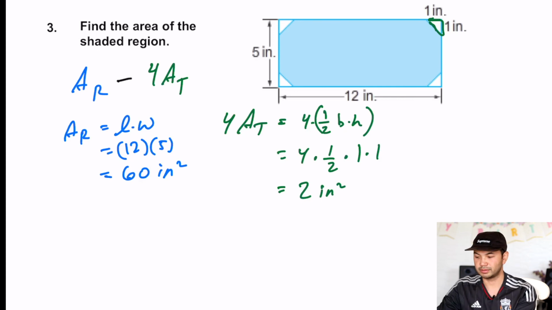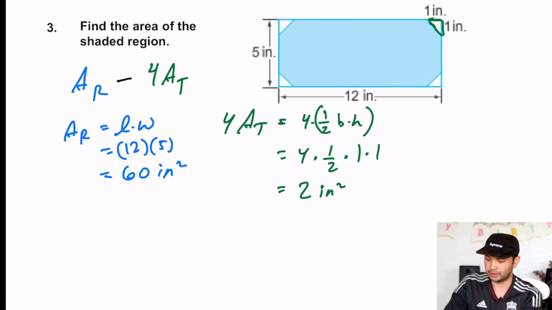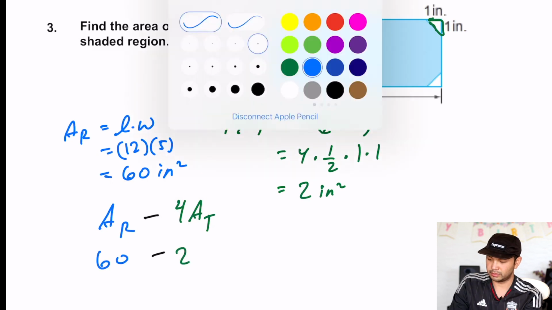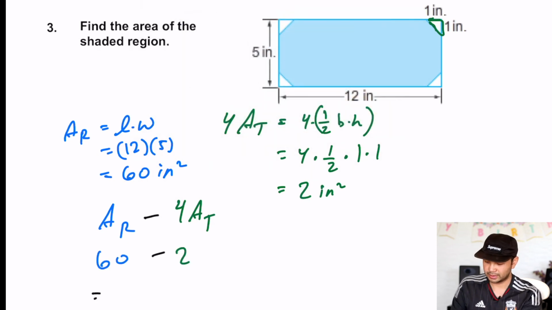2 square inches. Now we're going to fill all of these in to our original equation. So I'm going to bring this over here. Our original equation was that. If we have that, 60 minus 2, that's going to be 58 square inches. Okay, so that was a few examples that I wanted to give to you.